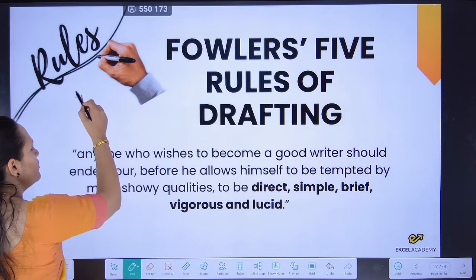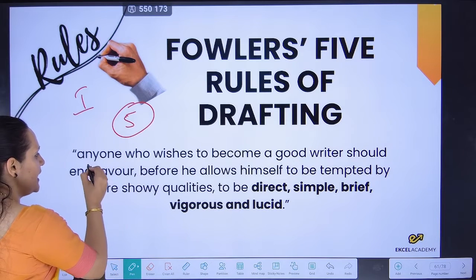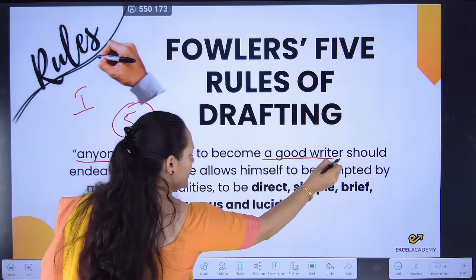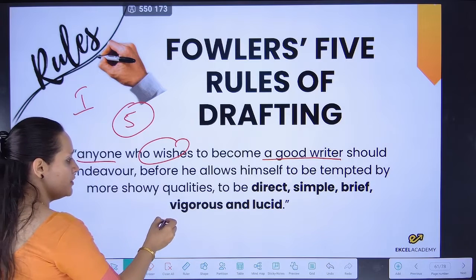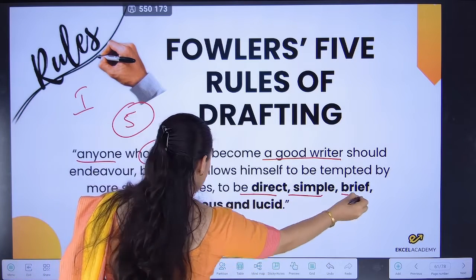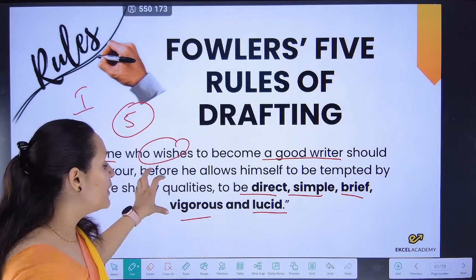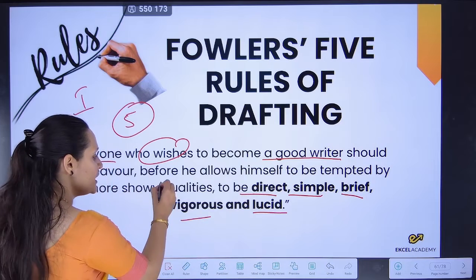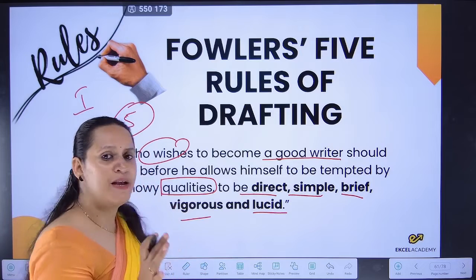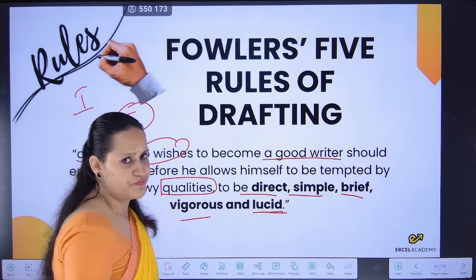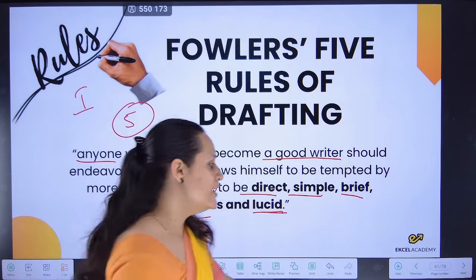First point we are going to focus on are the 5 rules of drafting. He says, anyone who wishes to become a good writer should endeavor, before he allows himself to attempt more showy qualities, to be direct, simple, brief, vigorous and lucid. He's saying that the writer, before trying to give any other kind of qualities, the basic qualities that he should focus on while writing are being direct, being simple, keeping it brief, keeping it vigorous and lucid. These are the qualities that you should imbibe when you are going to draft legal documents.